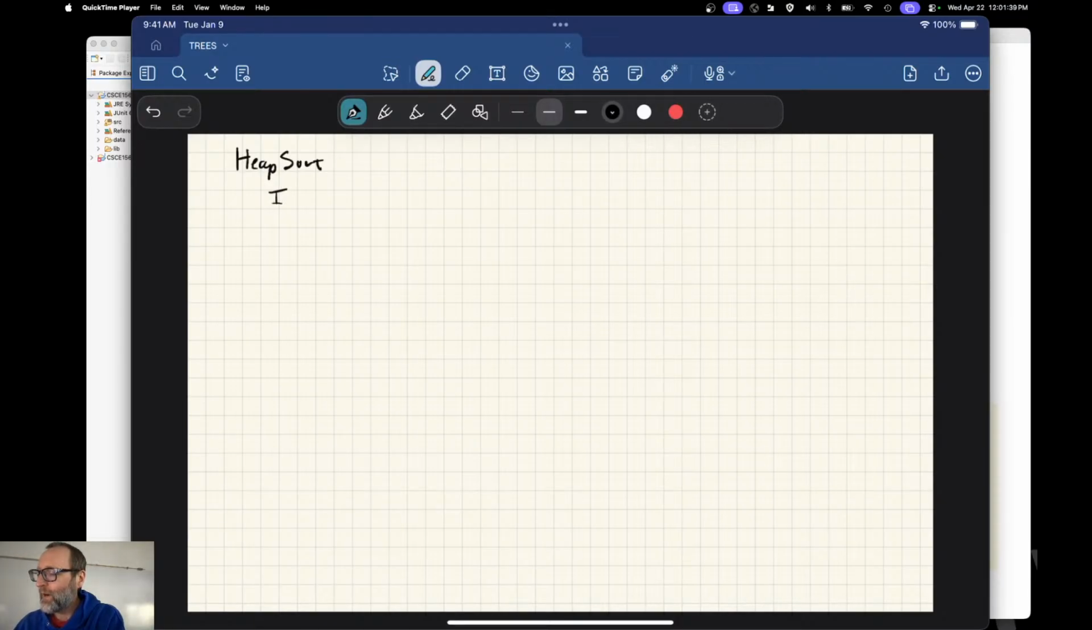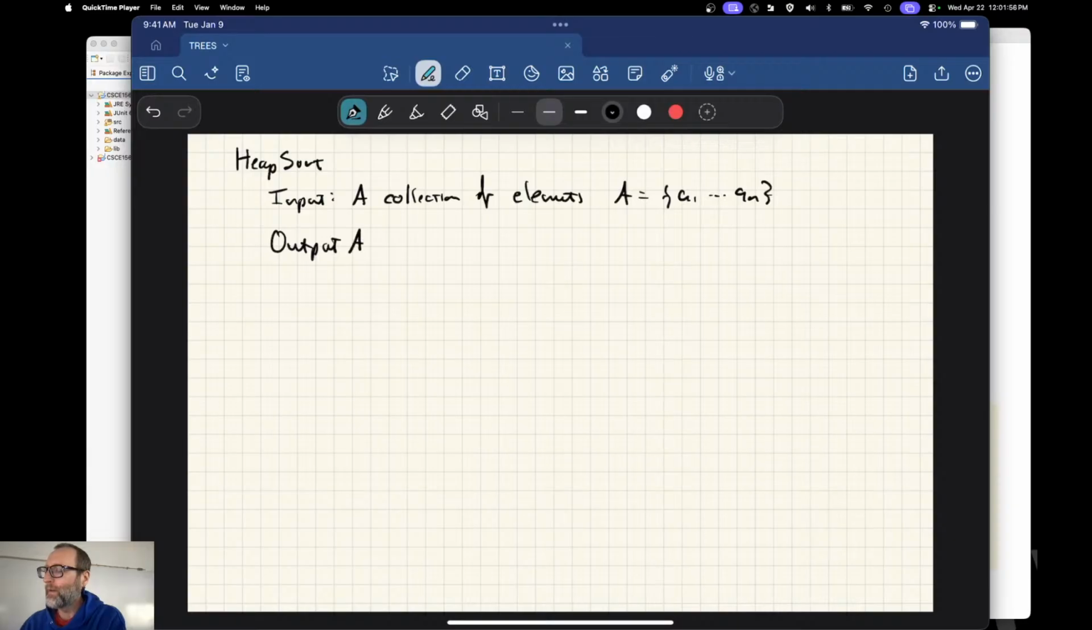So my input here is going to be a collection of stuff elements. A equals A1 through AN, right? And my output is going to be A sorted. Okay? There we go. My first step here is going to be to initialize a min heap.